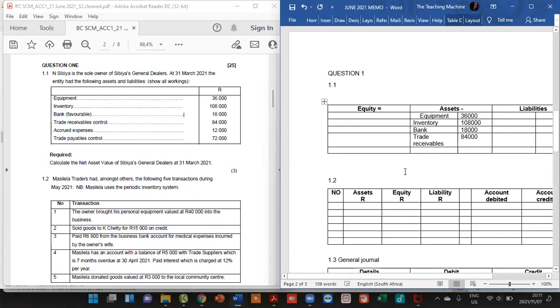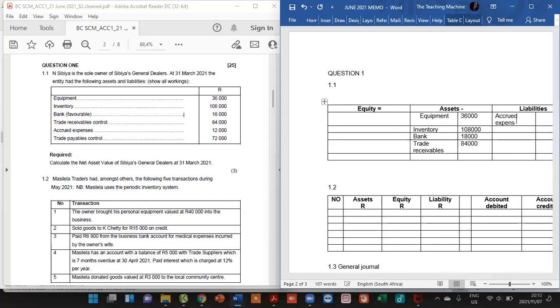Okay, what about accrued expenses? What are accrued expenses? These are expenses that are outstanding, expenses that are due. If they say to you your school fees is outstanding, it means that you owe Regent Business School. So you need to pay. You are liable to pay. So now we can say that accrued expense can be classified as a liability. Accrued expenses. What is the amount? 12,000.